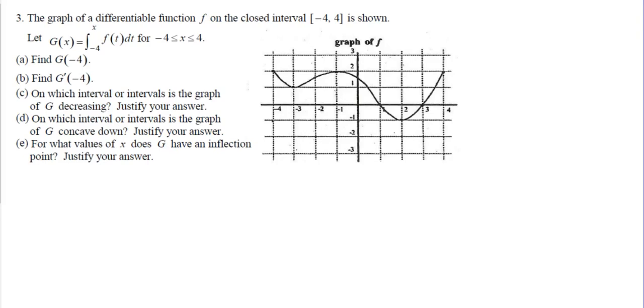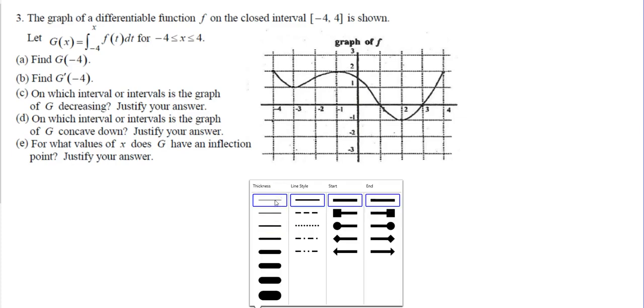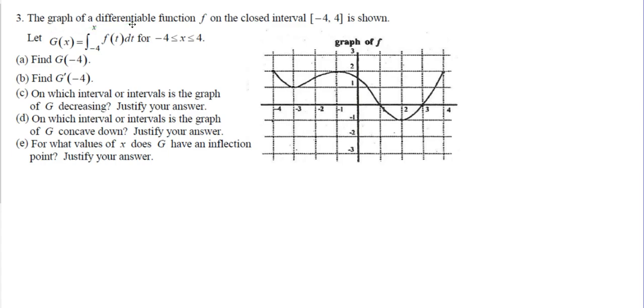Okay, we've got question 3 on functions defined by integrals. So we have the graph of a differentiable function f on the closed interval -4 to 4. Let g of x equal the integral from -4 to x of f of t dt. So whenever you start these, if you have it on paper, always box this equation. If you don't have it on paper, please go ahead and pause and copy this equation for me.